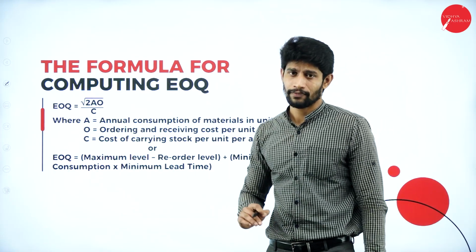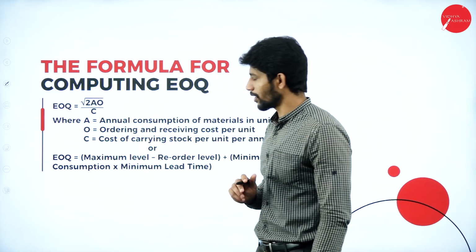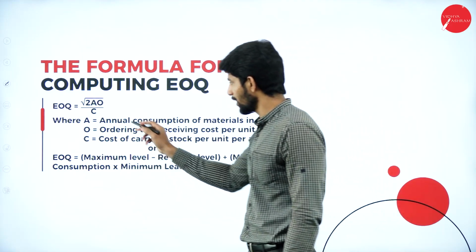So we have the formula to compute EOQ. What is the formula? EOQ equals the square root of 2AO divided by C.